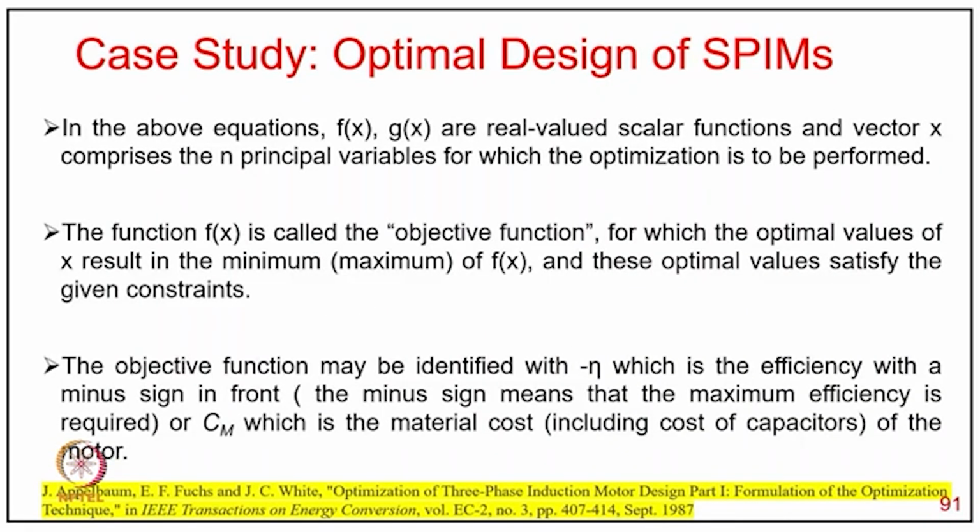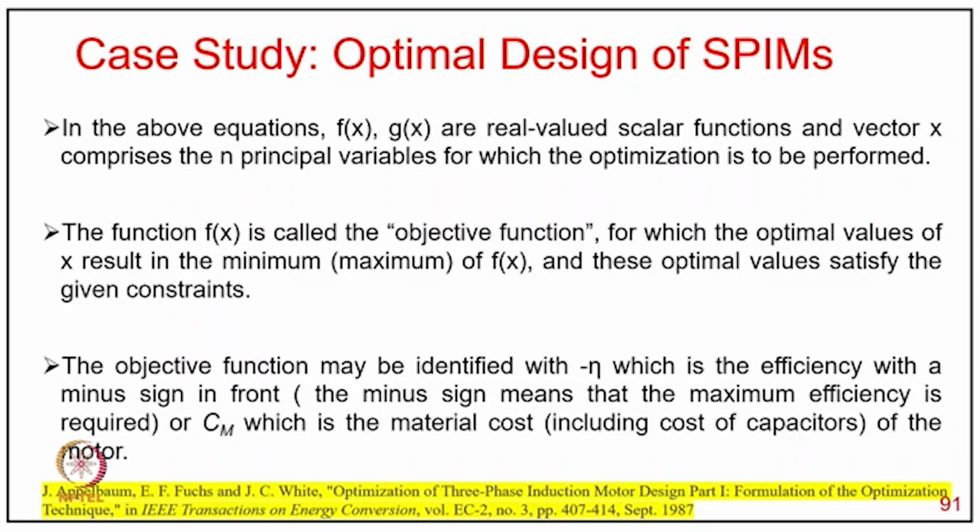So then in the above equations, f(x) and g(x) are real-valued scalar functions, and the vector x comprises the n principal variables for which the optimization is to be performed. The function f is called the objective function, for which the optimal values of x result in the maximum effect, and these optimal values satisfy the given constraints.